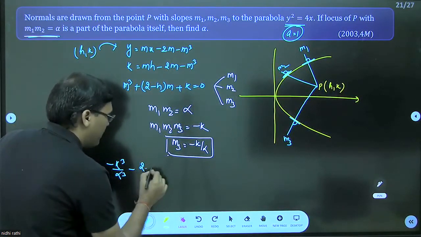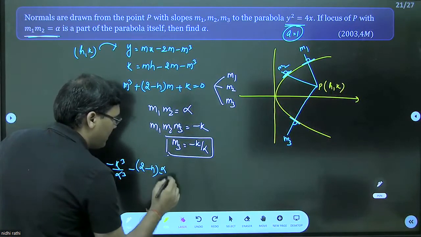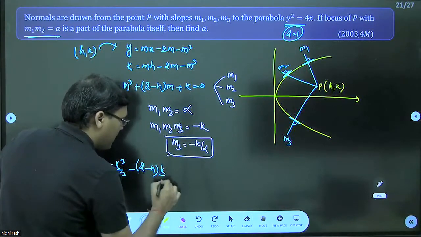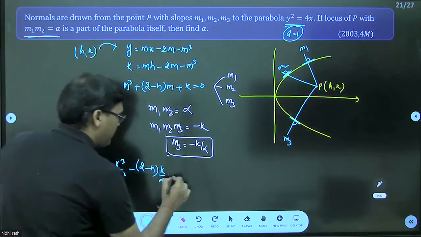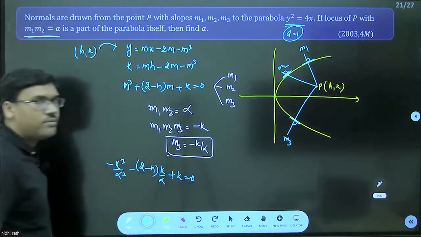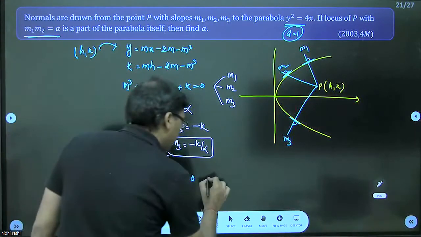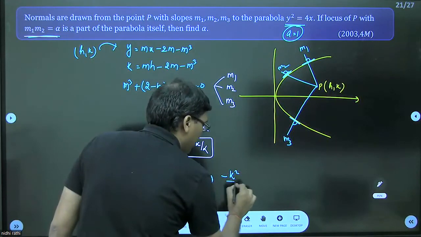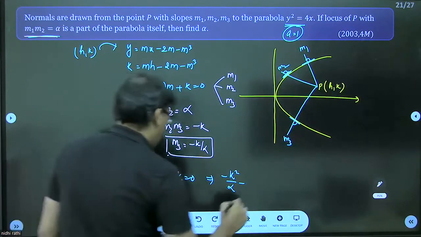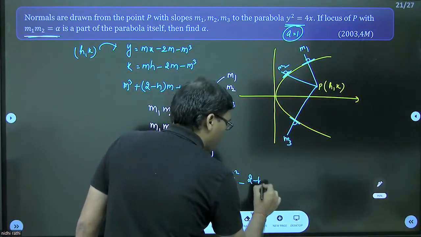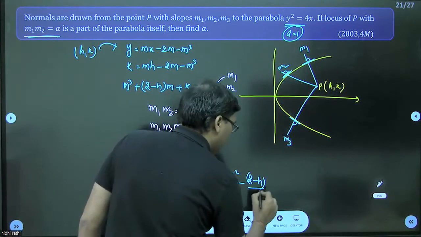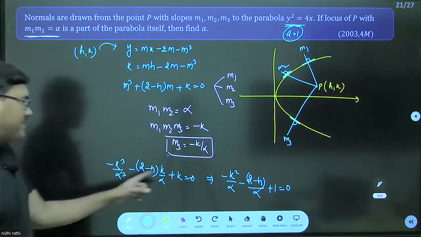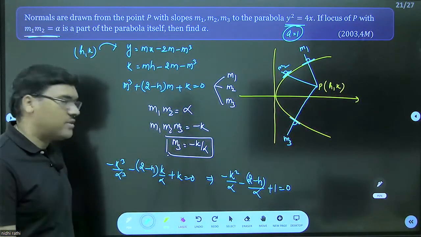minus 2 minus h. m का वैल्यू हम पुट कर रहे हैं k by alpha, ठीक है? So this is k by alpha, right? Plus k is equal to 0. Now if I just simplify this, you can see here k को तो cancel कर दो. This is minus k square by alpha plus minus 2 minus h by alpha plus 1 is equal to 0. I hope this is clear. Just cancelling k, so you can see we have got this equation, right?